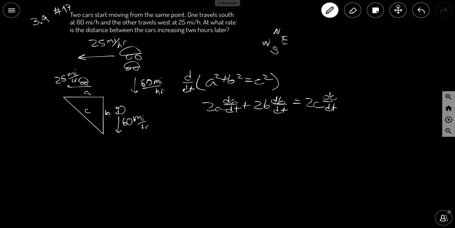All right. So the way I'm thinking we can do this: if car A is going 25 miles per hour, in 2 hours it would have traveled 50 miles. And likewise, car B would have traveled 120 miles. So this is 50, and this is 120.